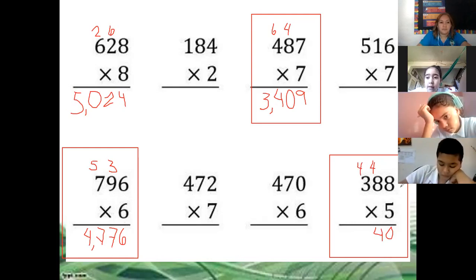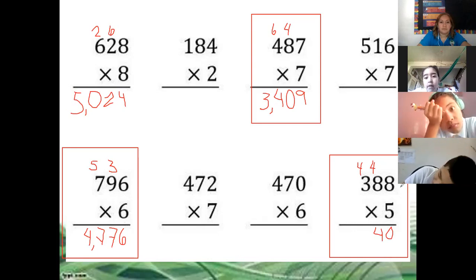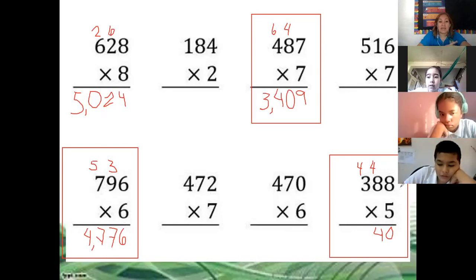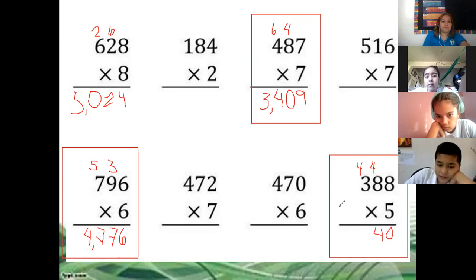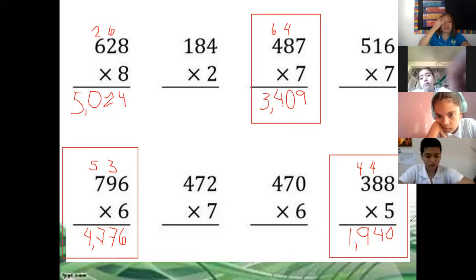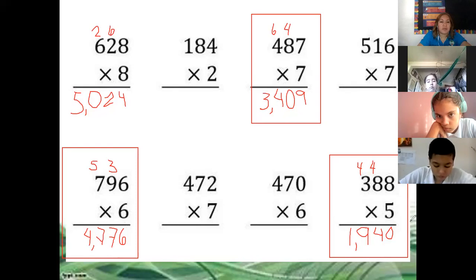5 times 3 plus 4. No, it's not plus 4. We have to multiply first and then we add. So 3 times 5? 15. Now plus 4. Nineteen, exactly. Not regrouping because we don't have another digit here to multiply. So the answer is 1,940. Thank you, Hazel.